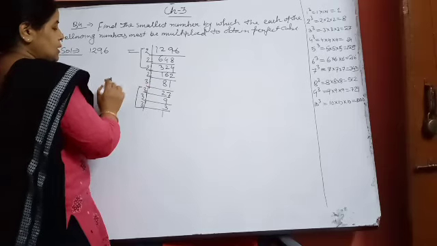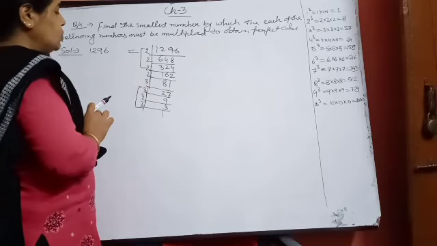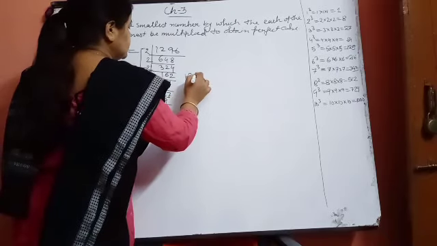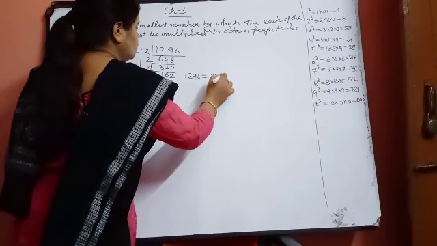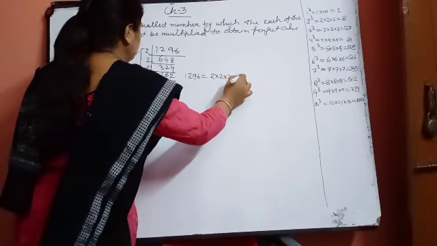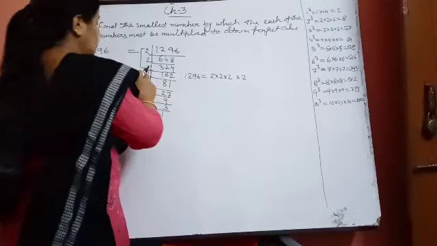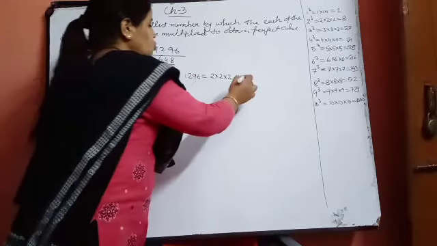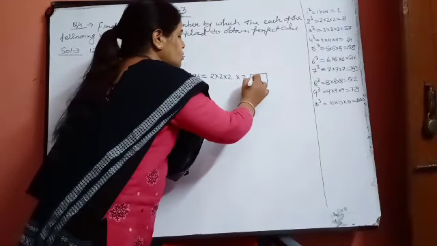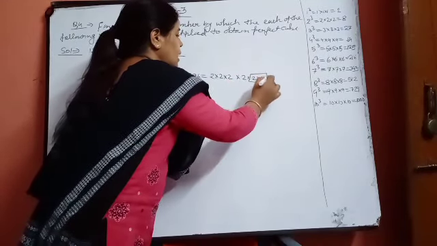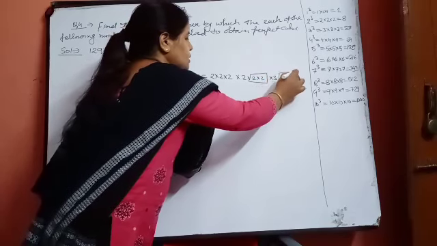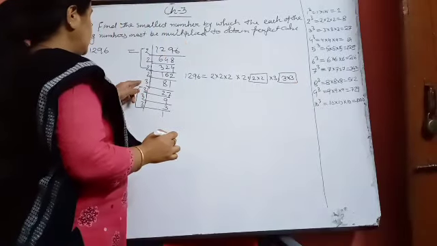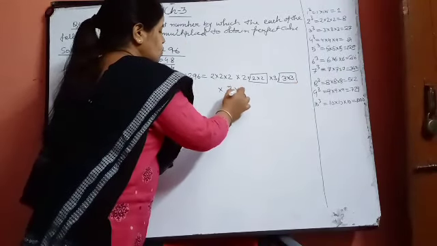You can see that 2 and 3 both are not in a group of 3 factors. So 1296 is equal to 2 into 2 into 2 into 2. For this 2, to make a group of 3 factors, 2 more 2s are required, so make them in a box, 2 into 2. In this way 3 is also there. For this 3, 2 more 3s we require, make them in a box. And the rest of the 3 factors are in groups of 3 factors.